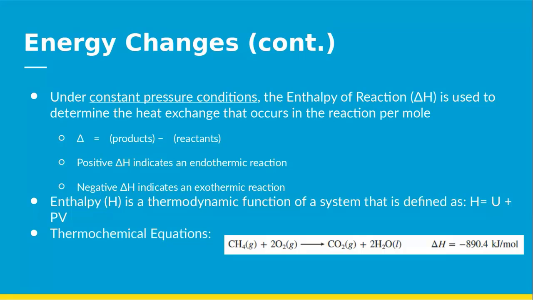And then as well, for every 2 moles of H2O forming, we have negative 890.4 kilojoules released. So just remember your stoichiometry when you're dealing with these.